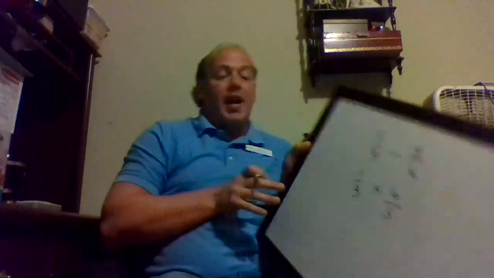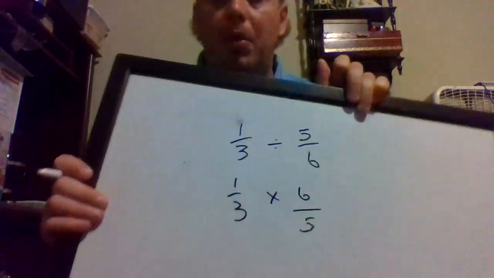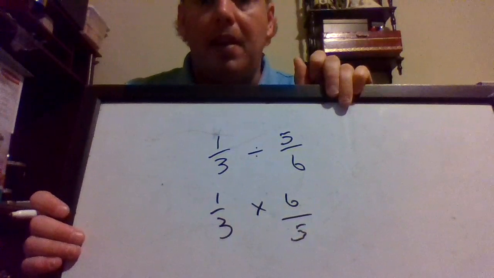Now, how do we divide fractions? What's the action? Keep, change, flip. That's the action. So we keep 1/3, keep the first fraction, change the division sign to the opposite, which is multiplication, and flip 5/6 into 6/5. So now, this is the problem that we have. 1/3 times 6/5.